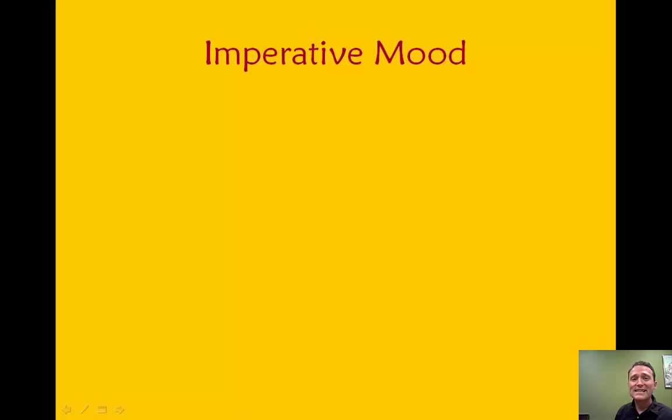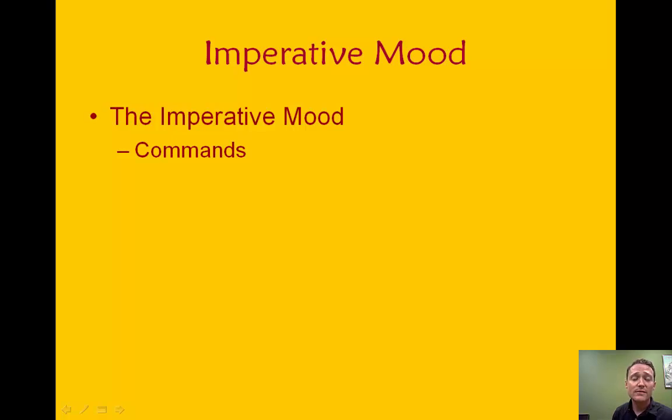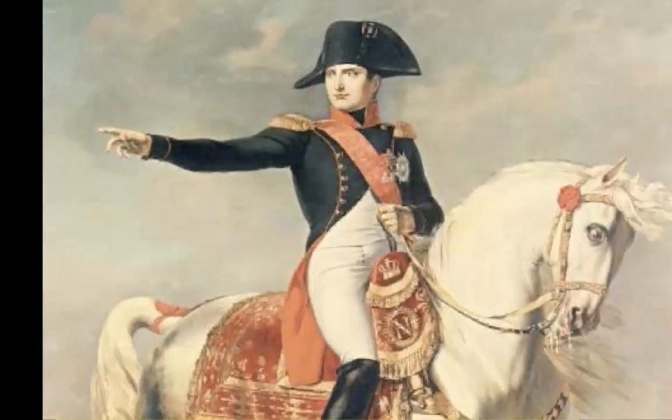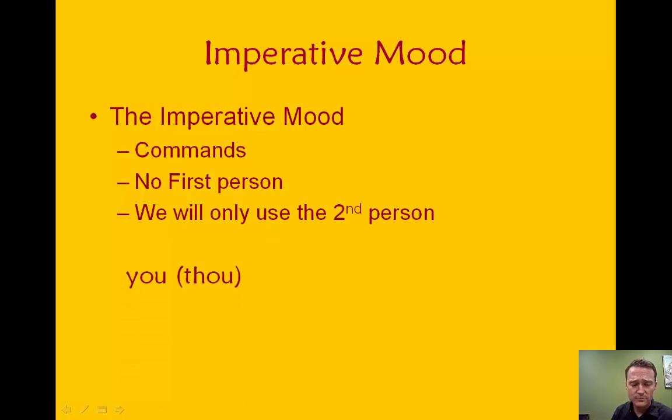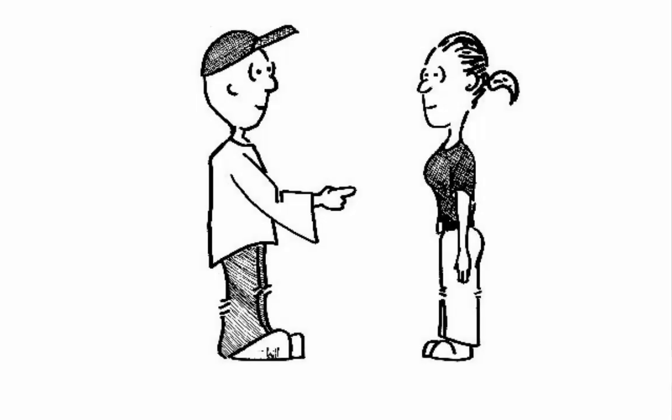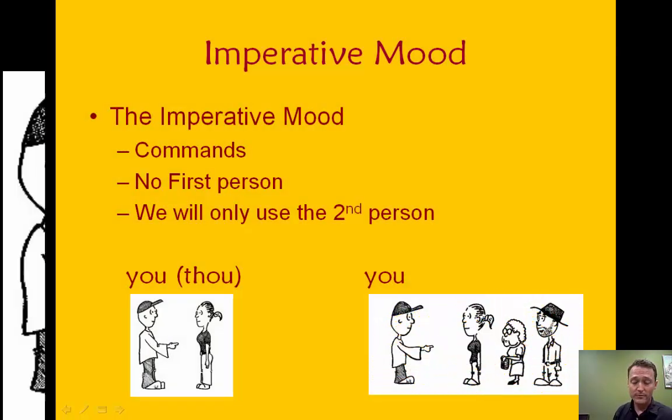Today we're going to talk about verbs in the imperative mood. And the imperative mood is pretty simple. It's the first one that you'll hear in class, and we'll get a lot of use out of it. The imperative mood is used for commands, for telling someone to do something. There is no first person form of the imperative, and in class we'll only use the second person forms as they're the most common and they're the most logical. Therefore, we're going to be concerned primarily with the pronoun you for the singular, or you for the plural.